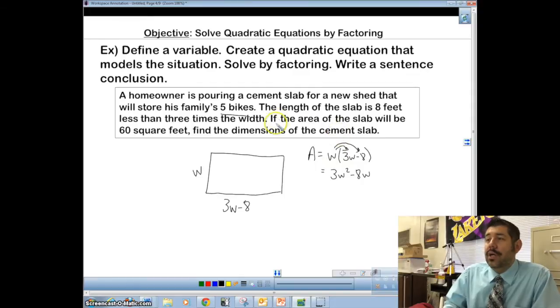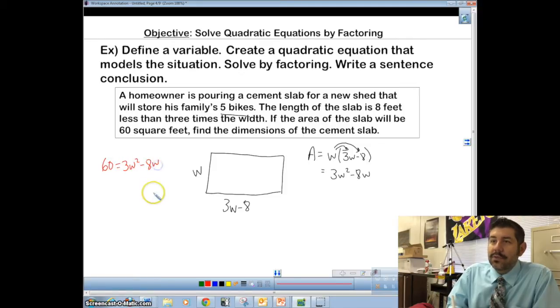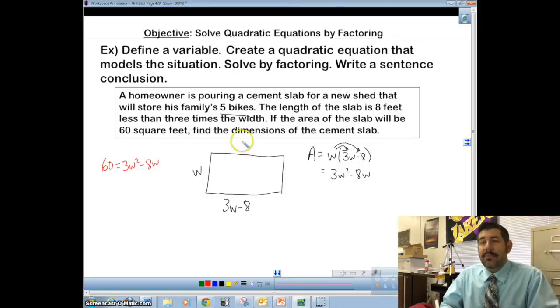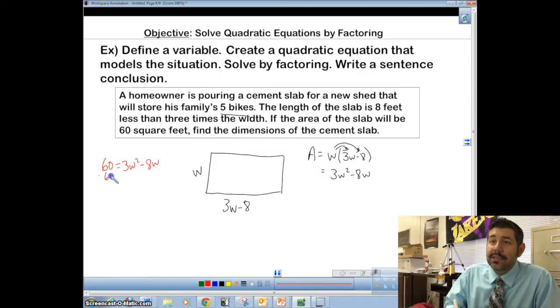If the area of the slab will be 60 square feet, I'm going to write it over here. 60 square feet is equal to 3w squared minus 8w. So that's my equation. I set up my equation and defined my variable w to be the width. Now we need to set it equal to 0, so we subtract 60 from both sides and get 3w squared minus 8w minus 60 equals 0.